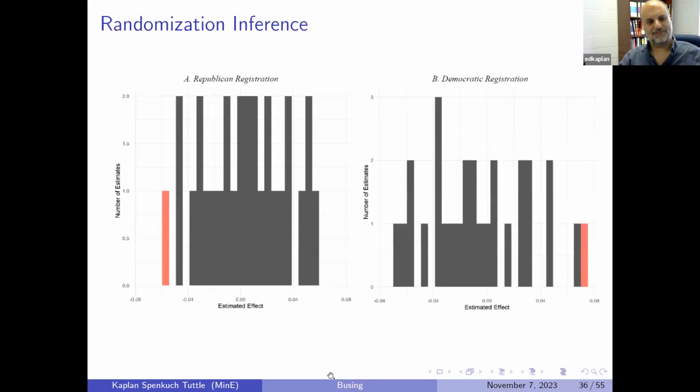When we do that, it turns out that the effect on Republican registration is the lowest out of all the 30 possible permutations, and the effect for Democratic is the highest out of all 30 permutations. We also do this including the middle school data, and there we find that the impact for Republicans is the second most negative out of 360. And for Democrats, we find it's the largest out of 360.